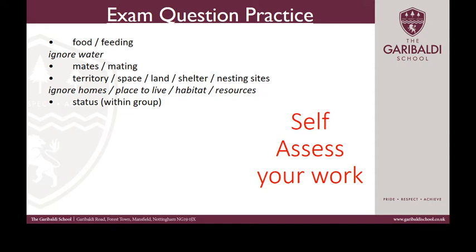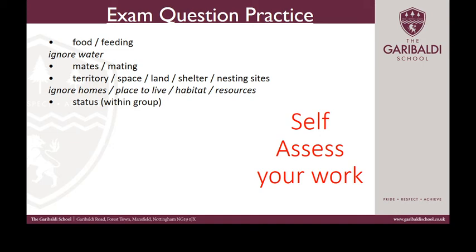Okie dokie, let's see how you did. I would like you to add extra information, because I know it only asked for 2 of them and I'm giving you 4. So add that information. There's no harm in having a little bit more. So, food/feeding. If you put water, unfortunately, no, the mark scheme says no. Mates and mating. Territory, space, land, shelter, nesting sites.